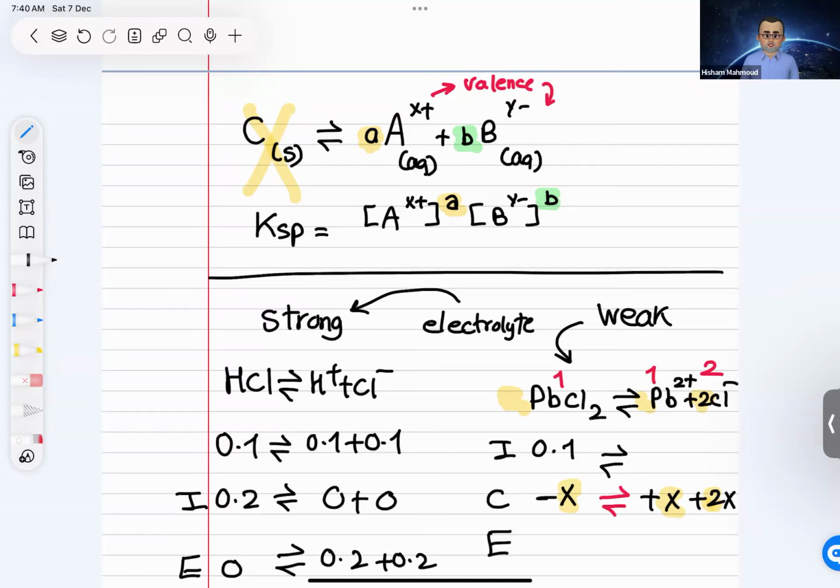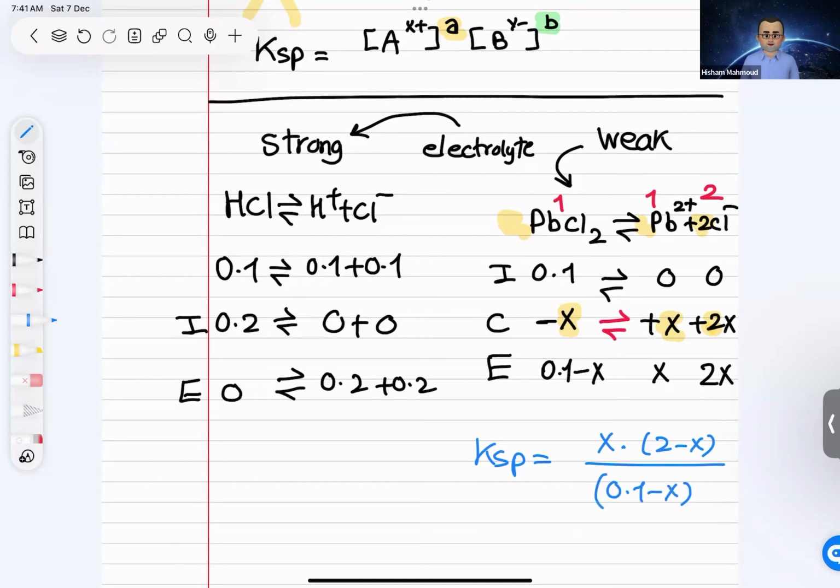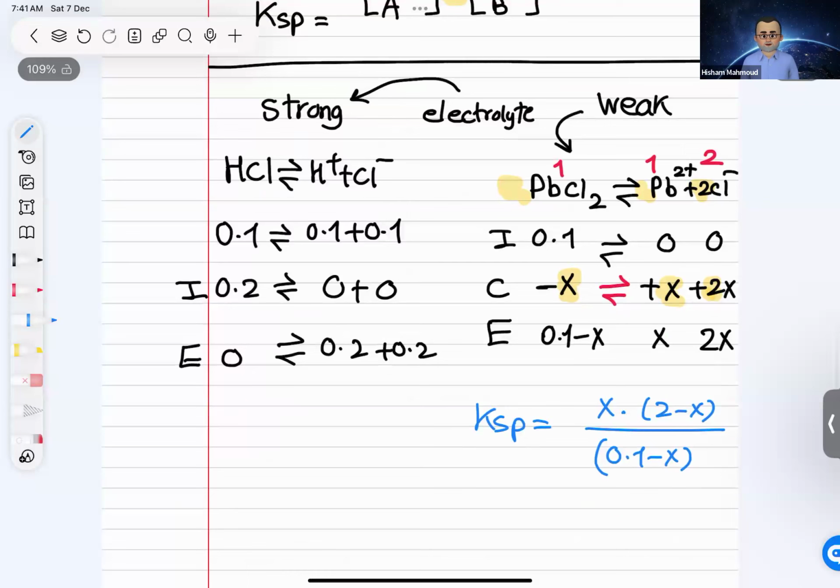So I will do the equilibrium. How do I do the equilibrium? I just add these together. So 0.1 minus X, and 0 plus X is X, and 0 plus 2X is 2X. If you want to find the constant, at equilibrium it will be KSP. So KSP is equal to the products, X multiplied by 2X, divided by 0.1 minus X.